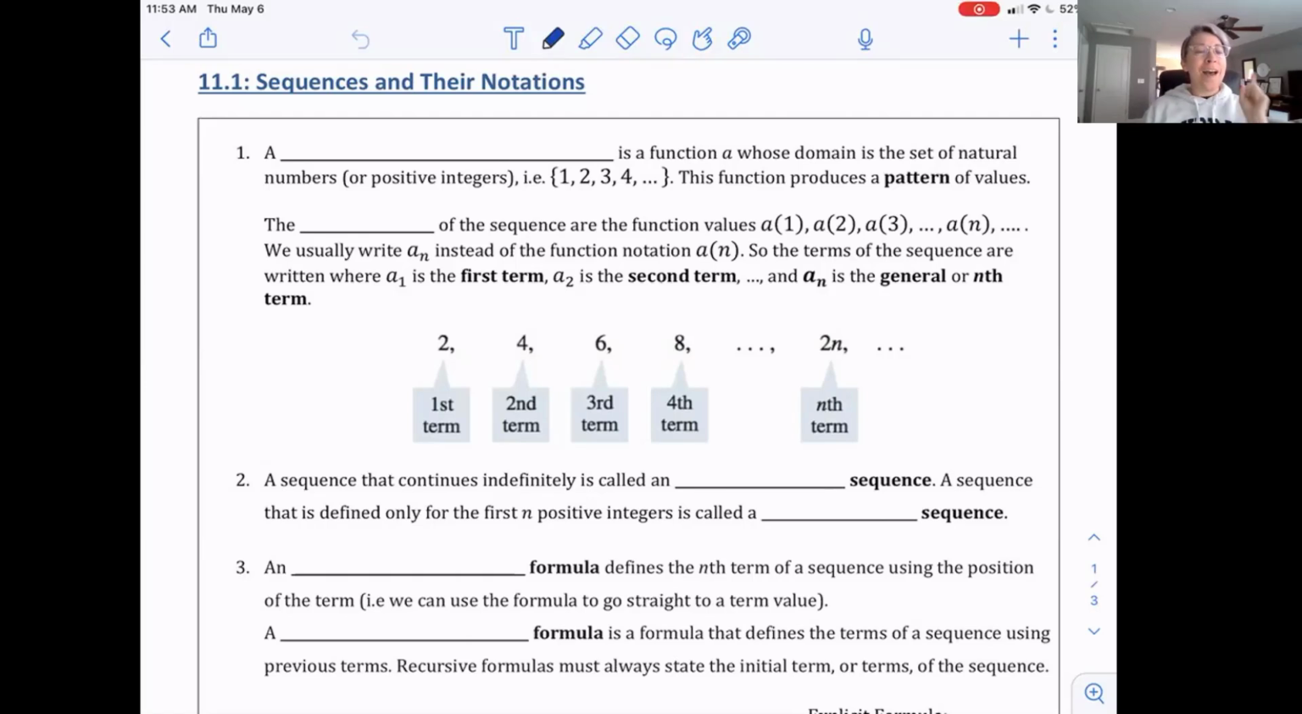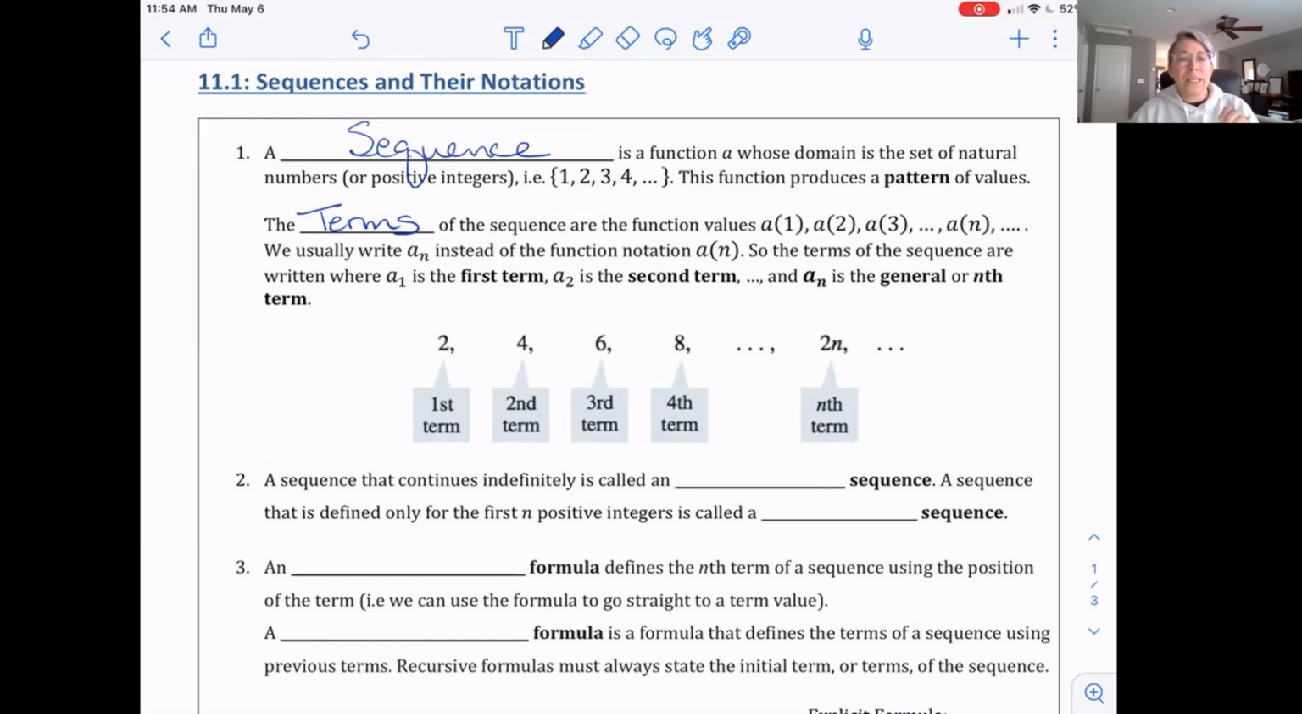Okay, so number one, we want to talk about what a sequence is. A sequence is a function, just like if we use f of x, we can use a of x, whose domain is the set of natural numbers or positive integers. Think of it like the counting numbers, 1, 2, 3, 4. And this function produces a pattern. So the terms of the sequence are the function values: a when you plug in 1, a when you plug in 2, a when you plug in 3, and so forth.